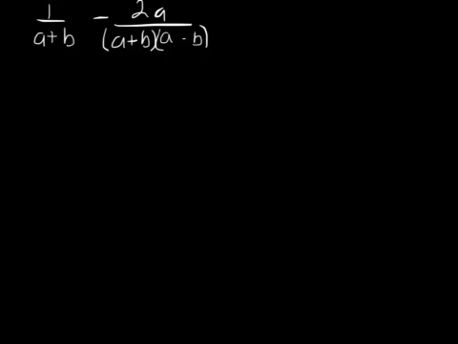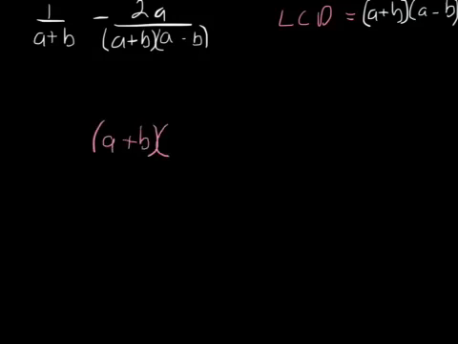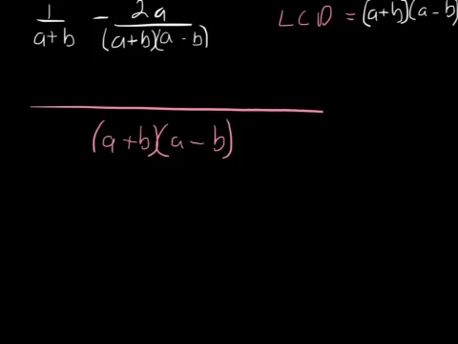First thing we do, we need to find an LCD, and in this case, here's an a plus b, here's an a plus b. So what I need to make a common denominator is just this a minus b over here. So my LCD is (a plus b)(a minus b). Okay, super. Now that we know that, we can write (a plus b)(a minus b), all over the same denominator.